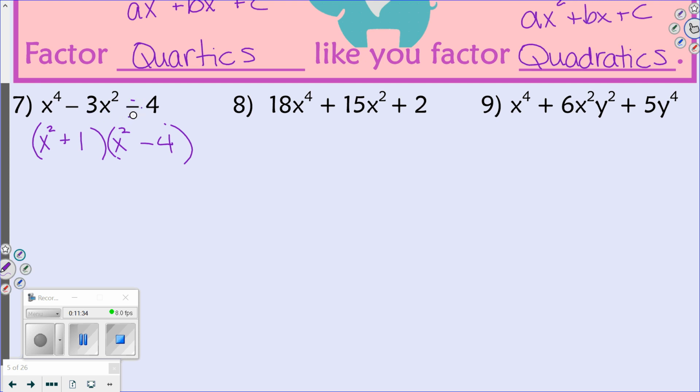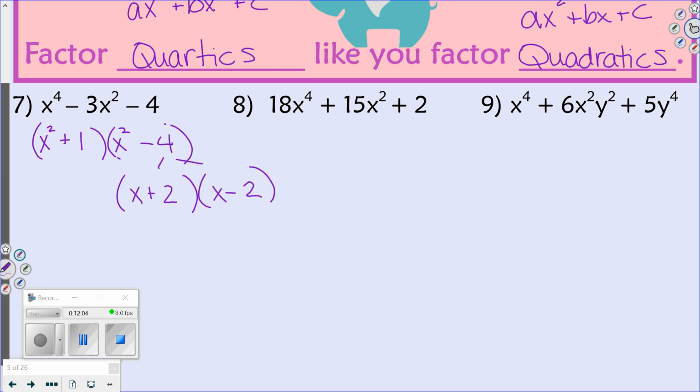Look at each of these factors. Do either of those resemble another type of factoring? My favorite? Which one of those is my favorite? Does this factor further? If I just gave you x squared minus 4 and told you to factor, what would you factor it to? That's x plus 2, x minus 2. You need to factor this further.